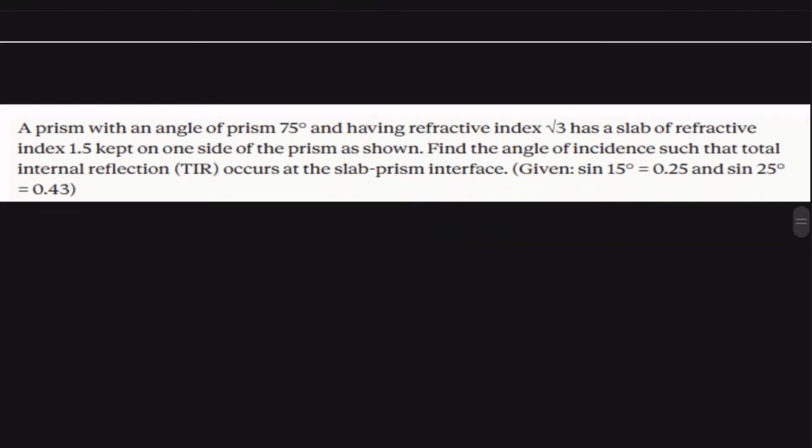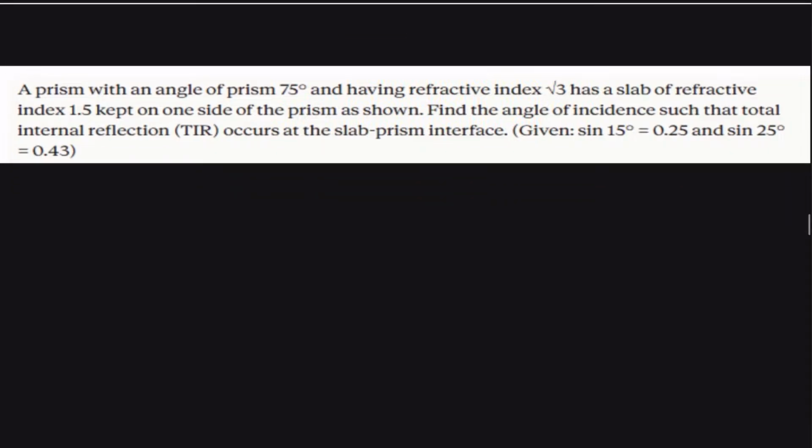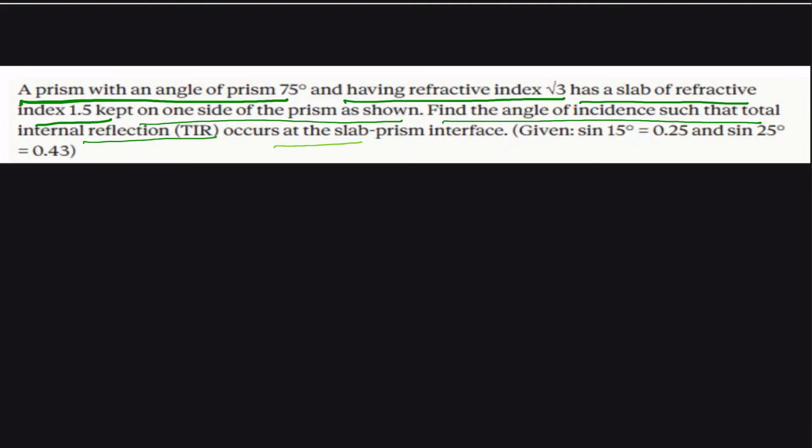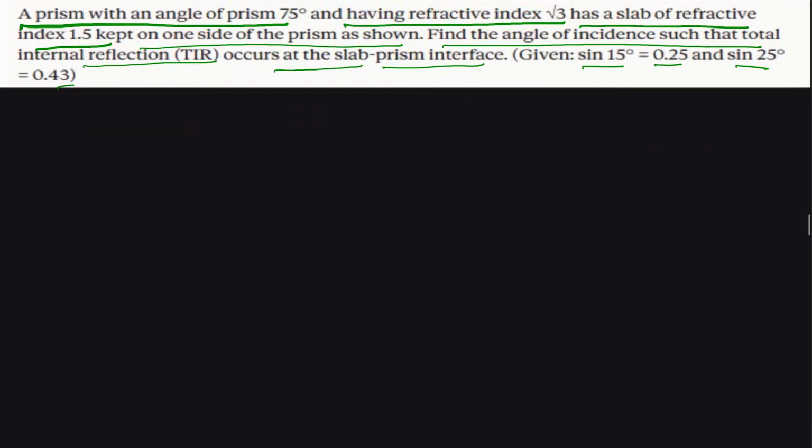Okay, so this was about the total internal reflection. It states that a prism with the angle of prism 75 having refractive index square root of 3 has a slab of refractive index 1.5 kept on one side of prism as shown. Find the angle of incidence such that total internal reflection occurs at the slab prism interface, given sin 50.25, sin 25.43. So basic figure, you can just draw it.